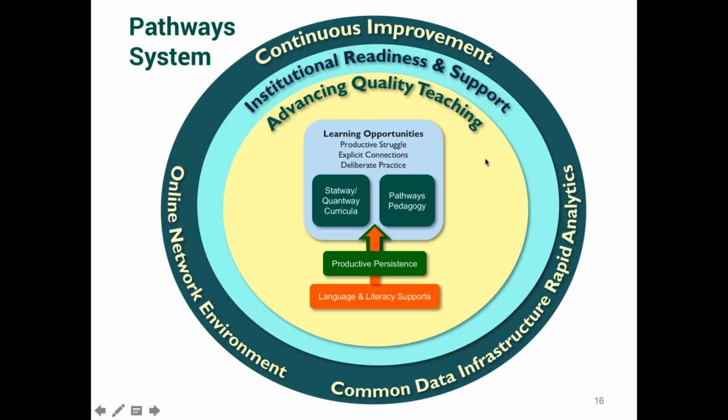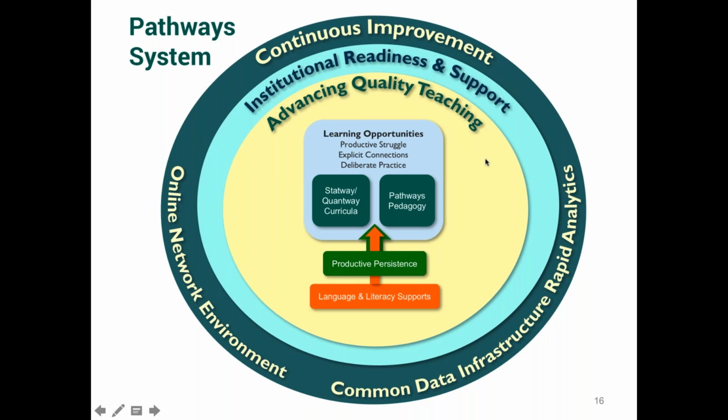all of the instructional system that I described, the curriculum, the pedagogy, productive persistence, and language and literacy supports sit within a larger system that is designed to support instructors and administrators to be able to effectively implement these courses. That includes a comprehensive faculty professional development system. It's called Advancing Quality Teaching, here in the yellow. We also have a network learning community of faculty engaged in instructional improvement, and network resources and collaboration that support institutions to effectively launch, maintain, and scale Statway.